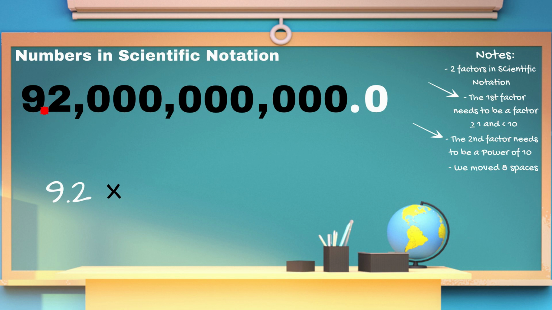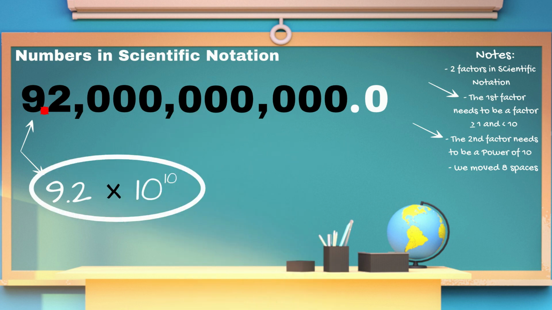So our first factor is 9.2. Now, our power of 10 is determined by how many spaces we had to move to get there. And that was 10 spaces. So our power is 10. So our number, 92 billion, written in scientific notation, is 9.2 times 10 to the 10th power.